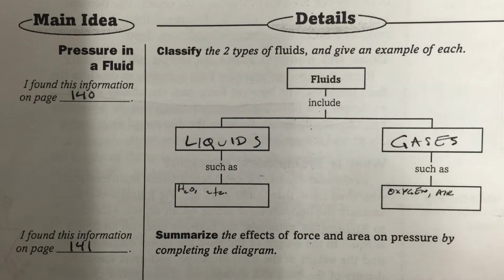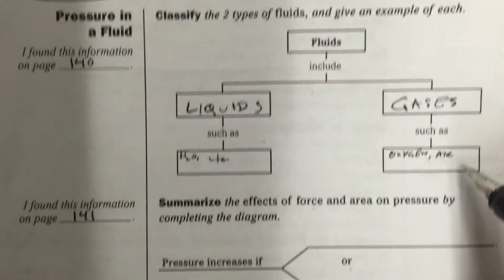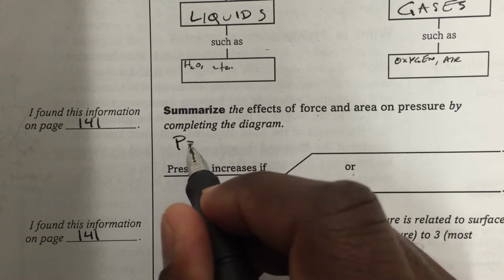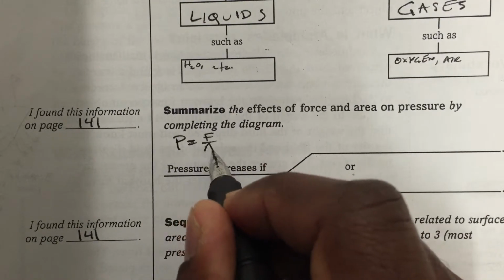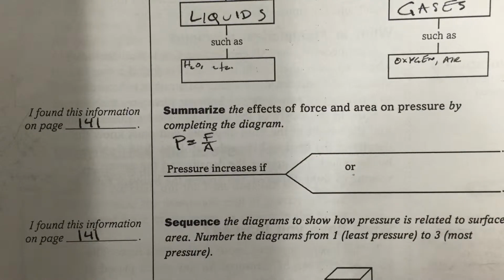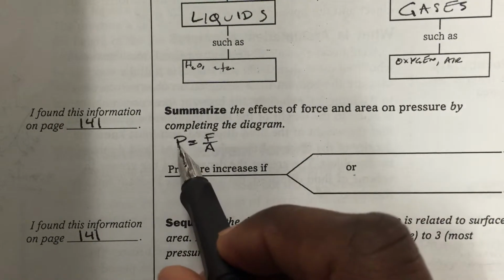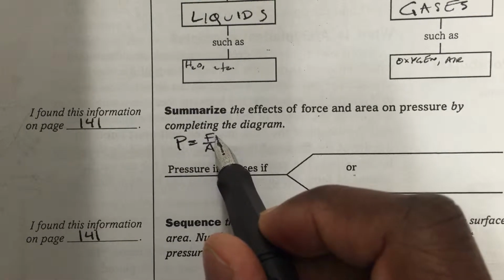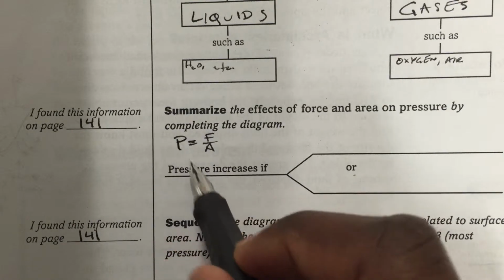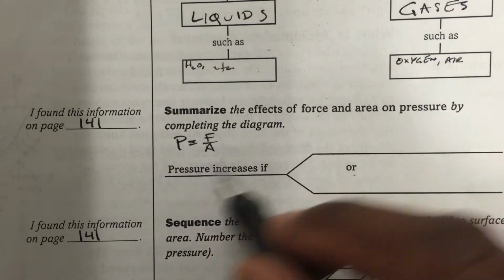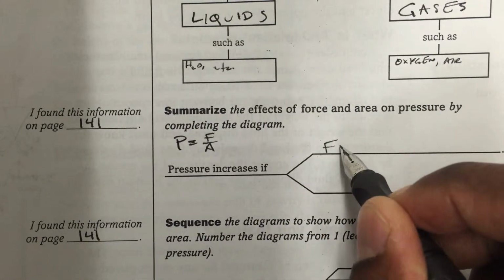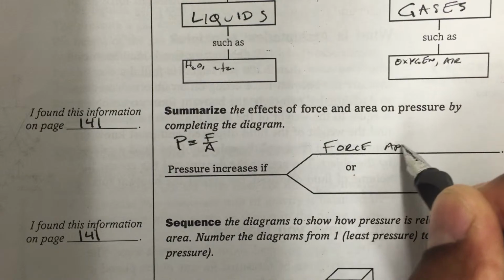So here, it says summarize the effects of force and area on pressure by completing the diagram. Right here, if you think about it as a math equation, pressure is equal to the force over the area, which we talked about yesterday. So how can we increase this pressure? If this was a fraction, if the numerator of the fraction gets bigger, this number gets bigger. In this, F stands for the force. So the pressure can increase if the force increases. So we're just going to put the force applied.